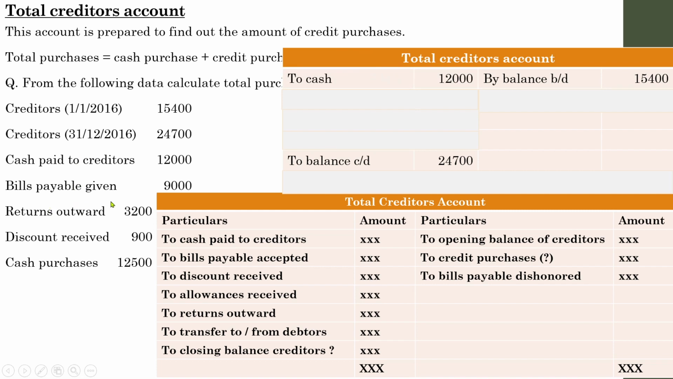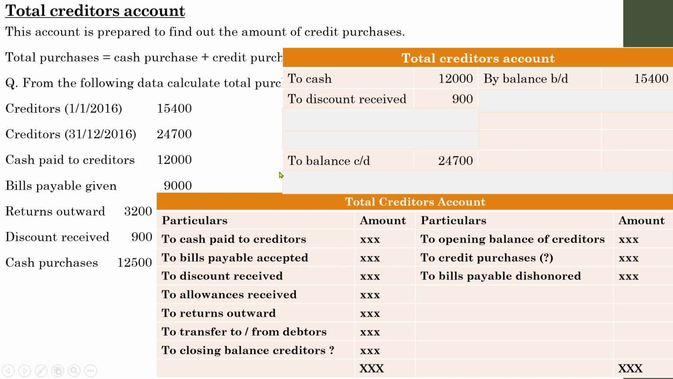Next one, when bills payable given. Bills payable given means whenever you are accepting a bill, a new liability is formed. That is in the form of bills payable, and at the same time creditors is reduced because we have drawn a bill from creditors for the amount which we are liable to pay back to the creditors. So that is known as bills payable, 9,000.